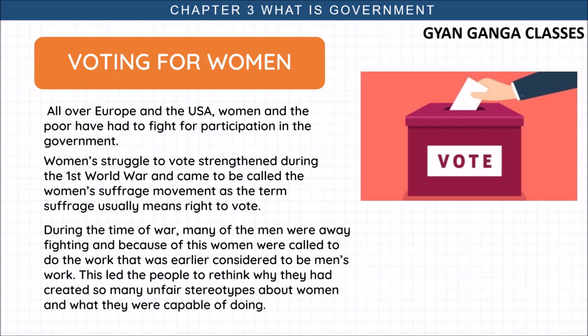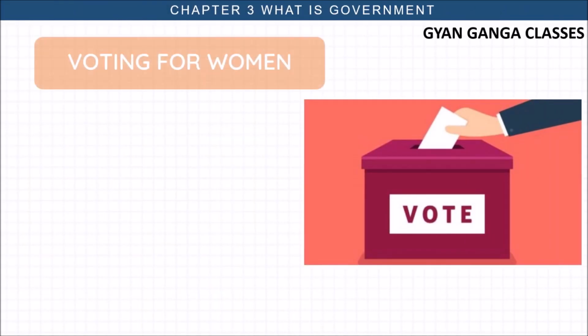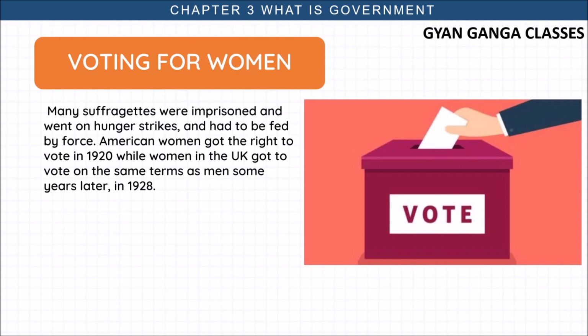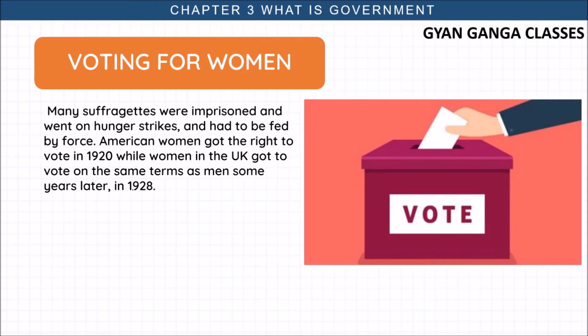So that was the time that people rethought why they had created so many unfair stereotypes about women when they are capable of being so good at different kinds of jobs. So that was the time when people rethought the law and re-innovated due to the struggles. People also went on strikes for this right to vote, and the government also agreed and passed the rule to make voting available for everyone, regardless of their caste, their gender, or their color of skin and everything.